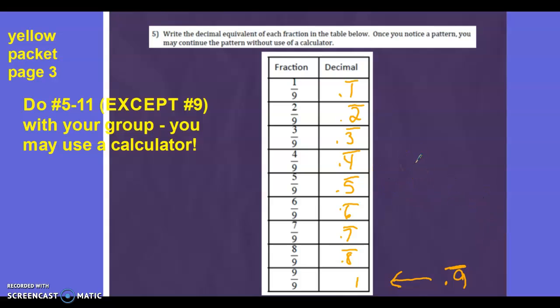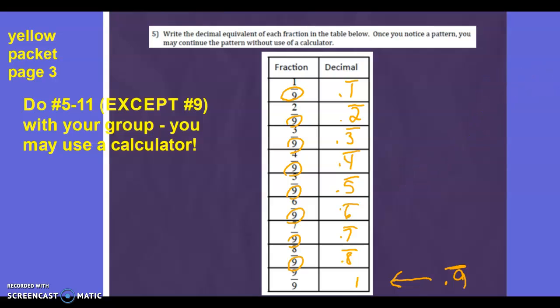Now, there was a pattern to this, and I want you to look at the fractions, and I want you to see if you can figure out what all of these fractions had in common. If you said they all have a 9 in the denominator, then you are right. So that may be a pattern that we can see, that when we see a fraction with a 9 in the denominator, it's going to give us a repeating decimal.